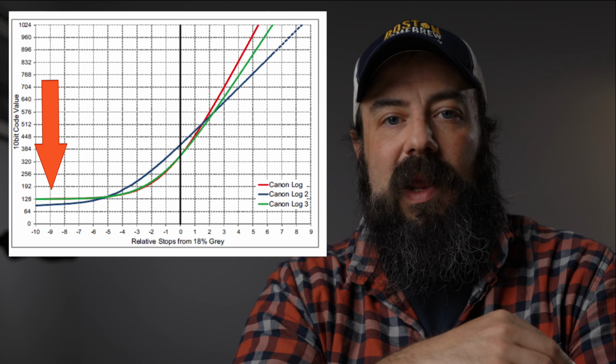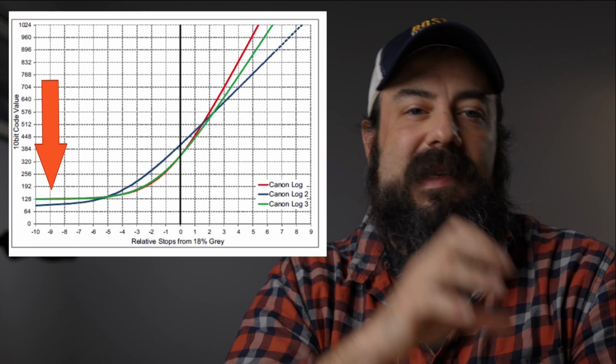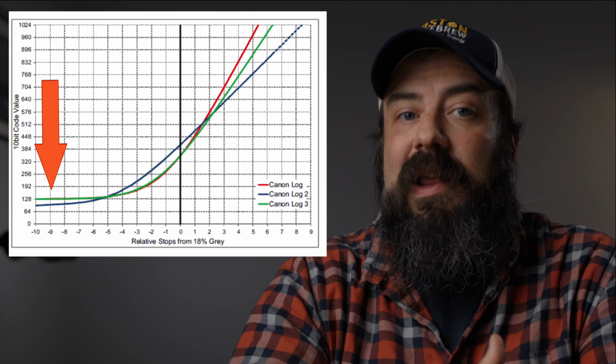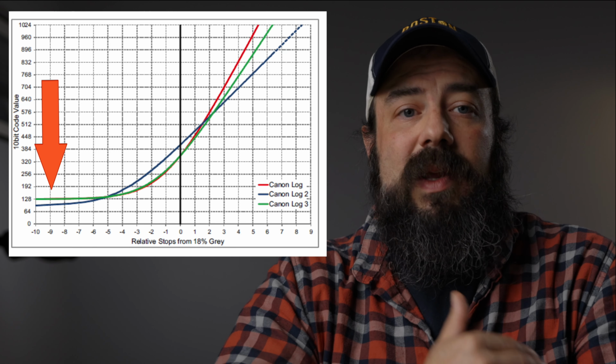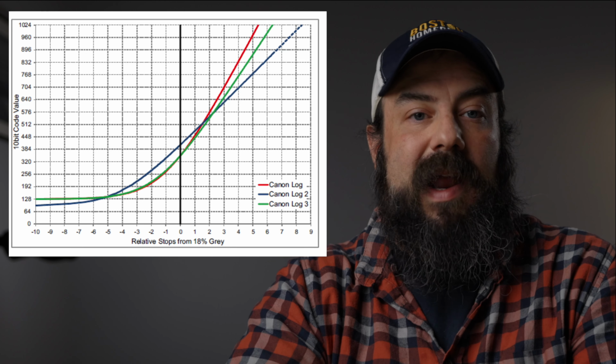CLog and CLog 3, they basically lie right on top of each other. So they handle the shadows in exactly the same way. And if you take a look at the CLog 2 curve, which lies underneath CLog and CLog 3, you can see that the black point is lower, so you can save more information in the shadows.